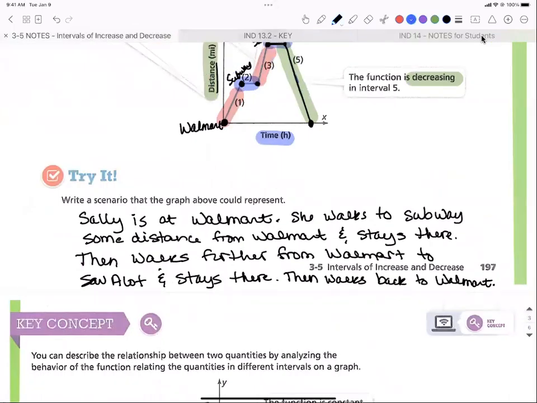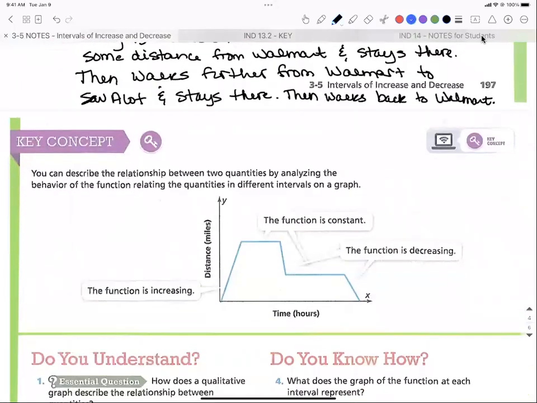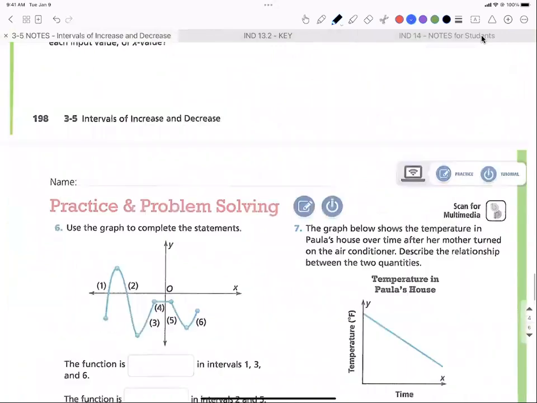Remember in key concepts, this is just really quickly, that increasing is a description of going uphill. Constant is a flat spot. And then decreasing is going downhill. Those are the 3 terms that you're going to use to describe movement in your intervals: increasing, decreasing, and constant. And I want to show you one thing that will help you with your homework.